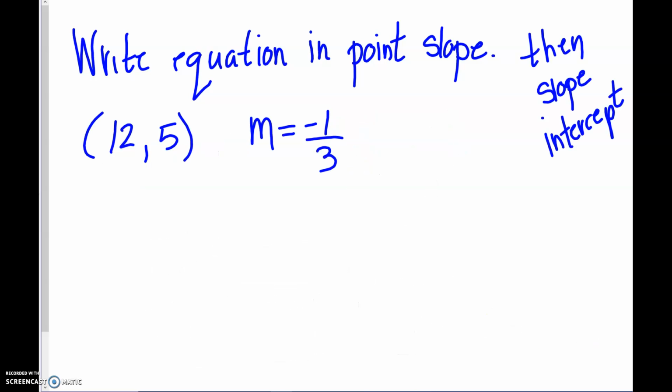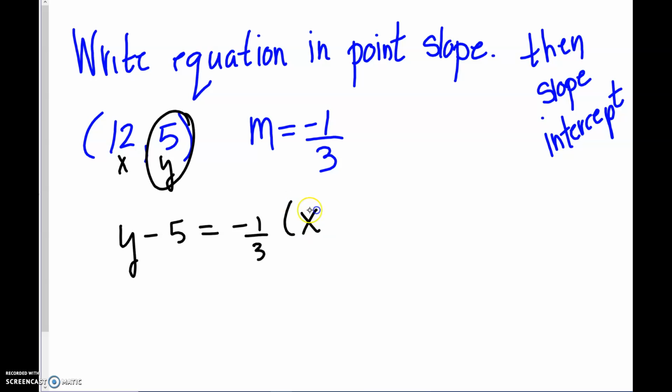All right, write an equation in point slope, then into slope intercept. Okay, so let's start with that point slope again. This is x, this is y. So this is the one I'm going to use first. y minus 5 equals, and then my slope, negative 1/3, x, and because that's a 12, it'll be minus 12. So that is your point slope right there.